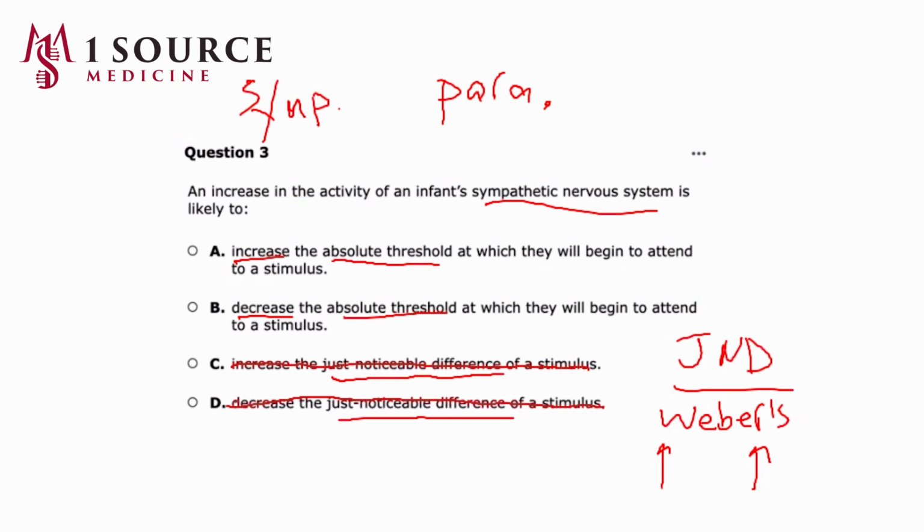And so that would tell me that a decrease in the absolute threshold, I would still be able to perceive that stimulus. And that's answer B instead of answer A, which would be an increase in the absolute threshold.